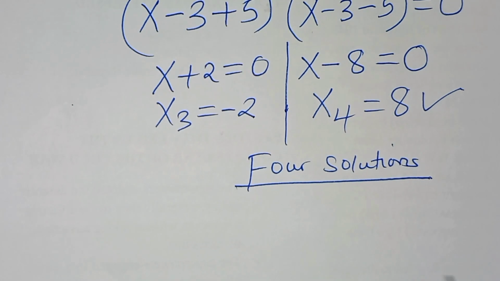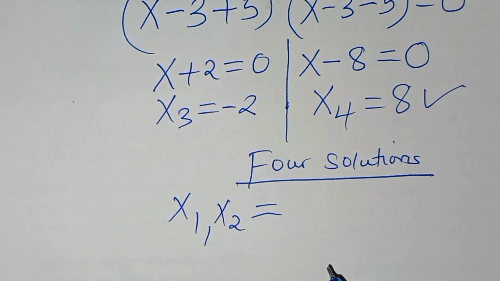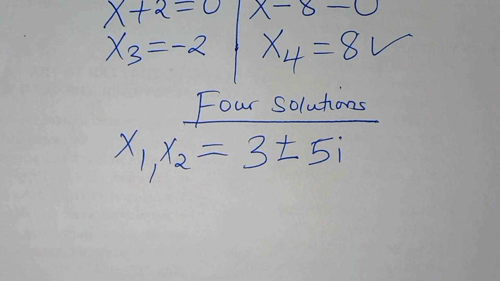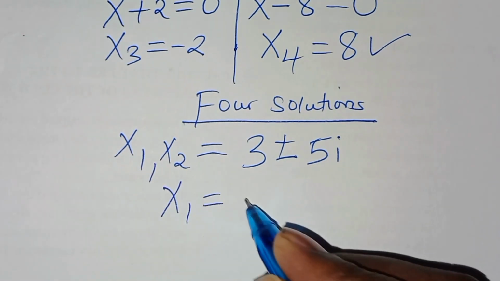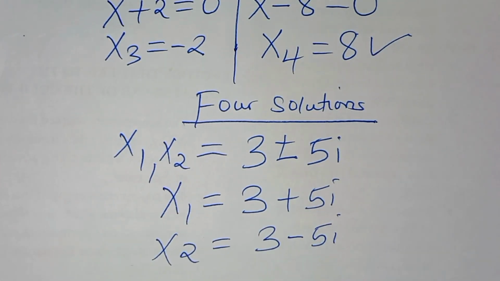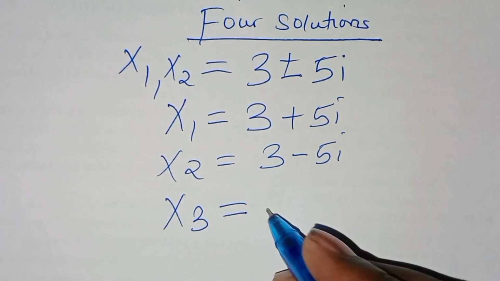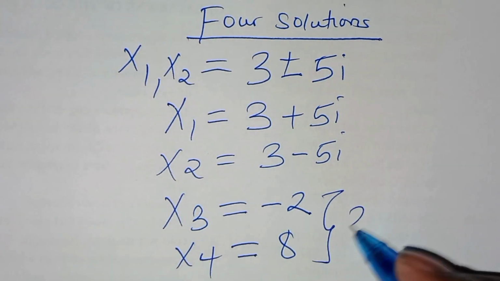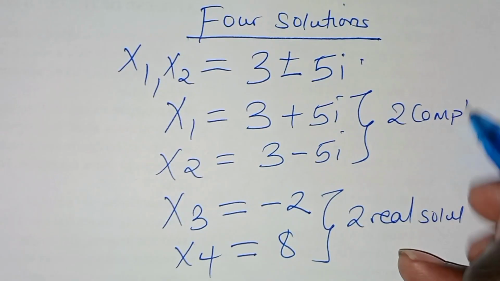4 solutions. We have that x1, x2 is equal to 3 plus or minus 5i. That implies that x1 is equal to 3 plus 5i, x2 is equal to 3 subtract 5i, x3 is equal to minus 2, and x4 is equal to 8. So these are 2 real solutions, and these are 2 complex solutions.